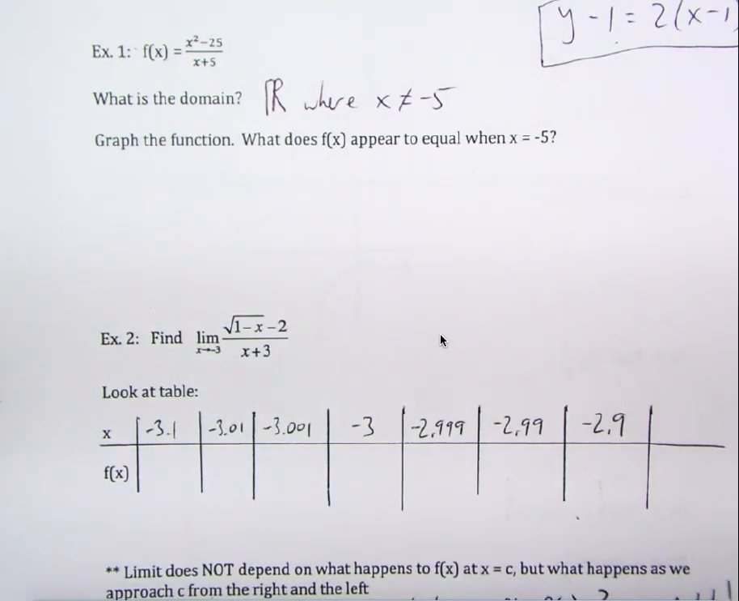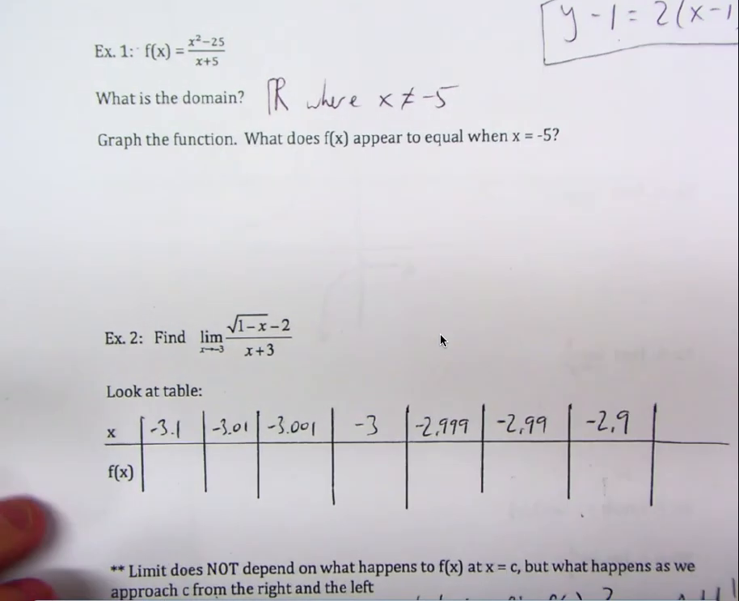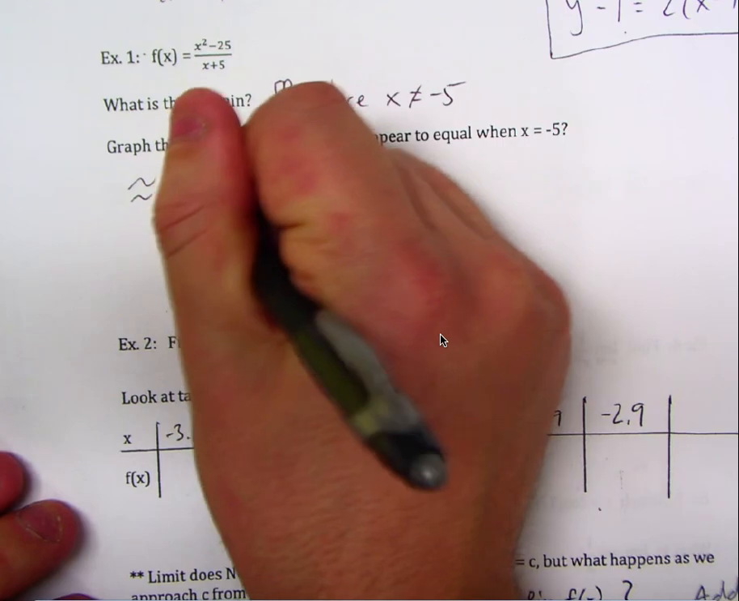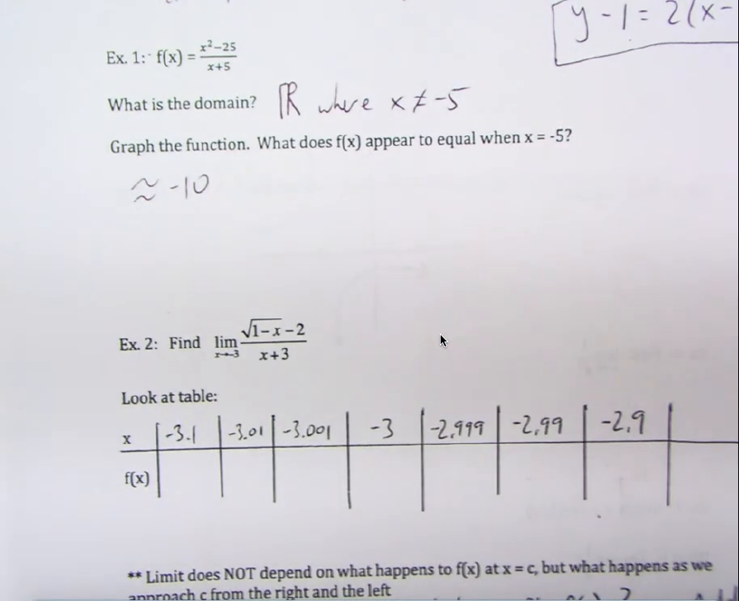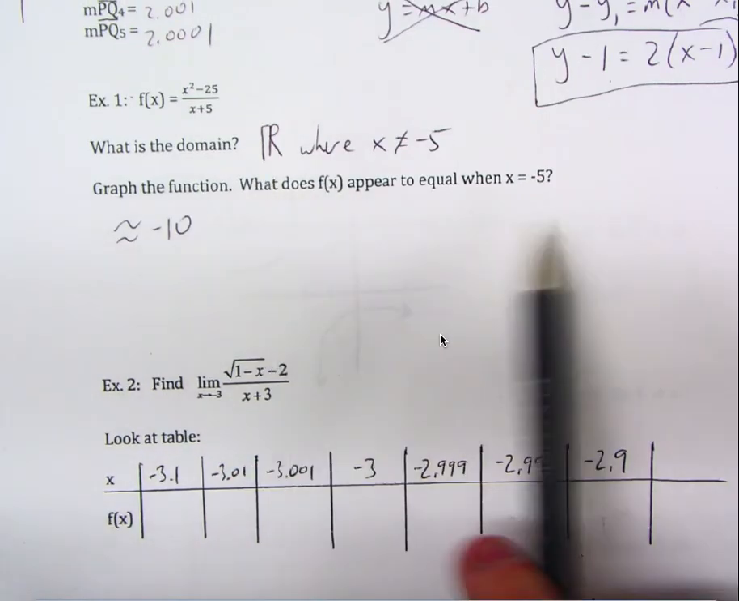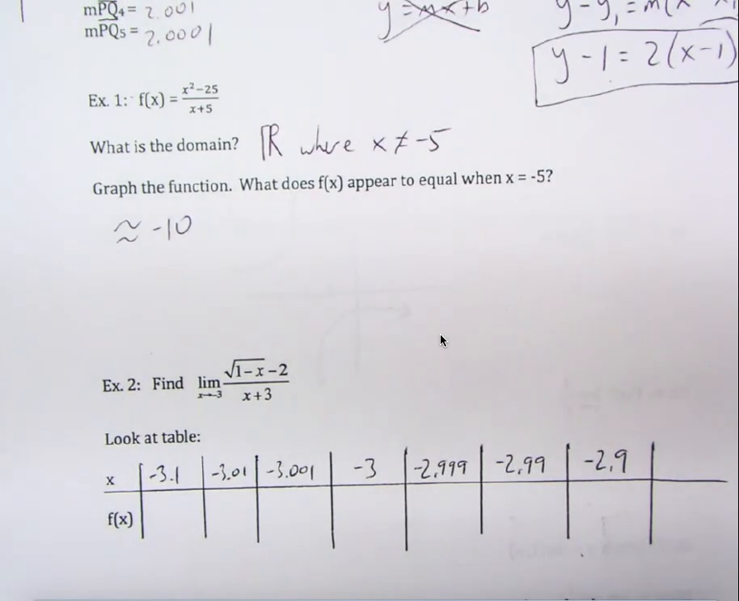Alright, so hopefully you have this graphed, and you look at your graph, and when x is negative 5, the y value appears to be negative 10 on your graphing calculator. Now that's impossible. It's impossible for there to be a point at negative 10, and I want you to think about why. Think about what you've learned about rational functions, about why there is no value at negative 5 and exactly what's happening at negative 5. What's happening at negative 5?